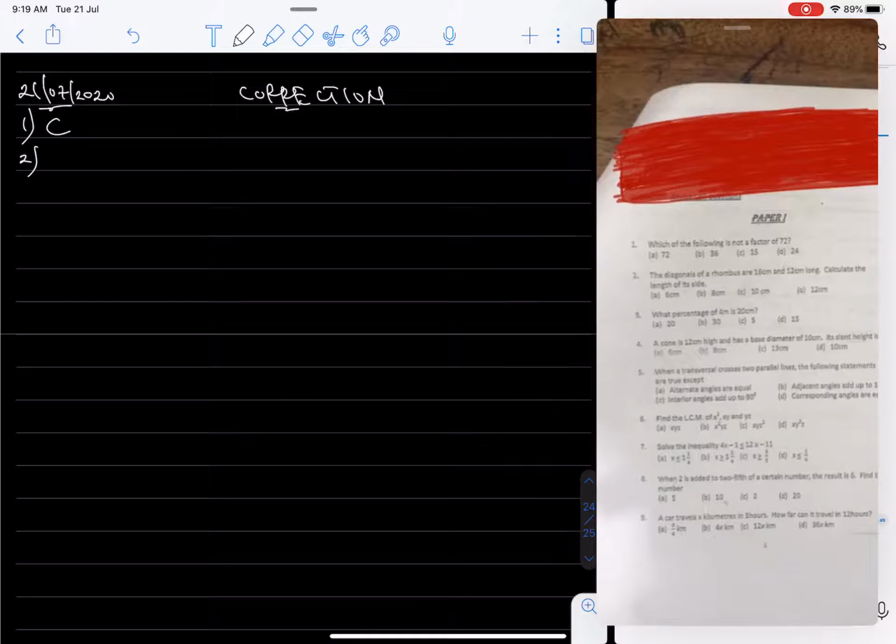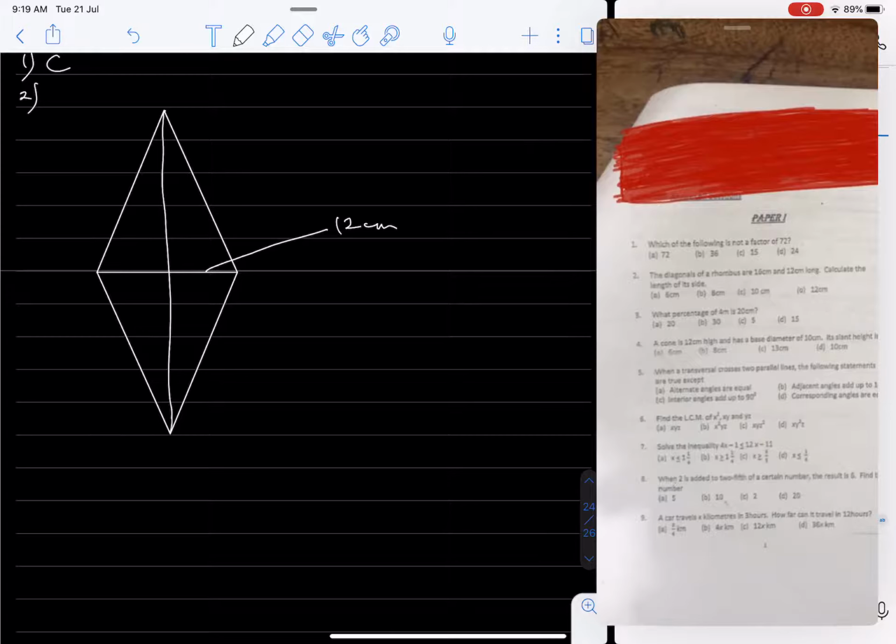Number 2 says the diagonals of a rhombus are 16 centimeters and 12 centimeters long. Calculate the length of each side of the rhombus. This is a rhombus. One of its diagonals is 12. This diagonal is 12 centimeters, and this vertical diagonal, which is longer than the horizontal, is 16 centimeters.